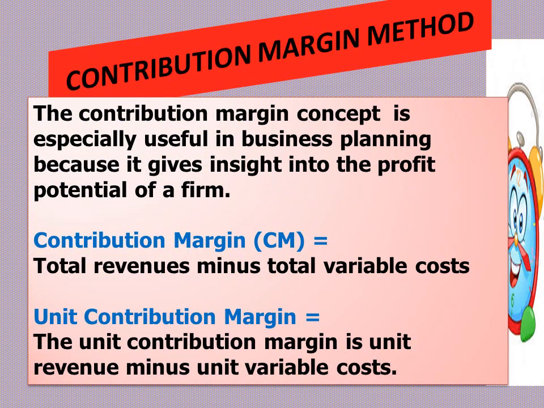For the contribution margin method, we can divide it by 2. The contribution margin concept is especially useful in business planning because it gives insight into the profit potential of a firm. Contribution margin, CM, equals total revenues minus total variable costs. Unit contribution margin is unit revenue minus unit variable costs.